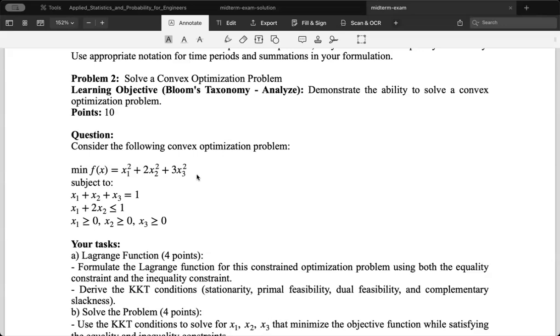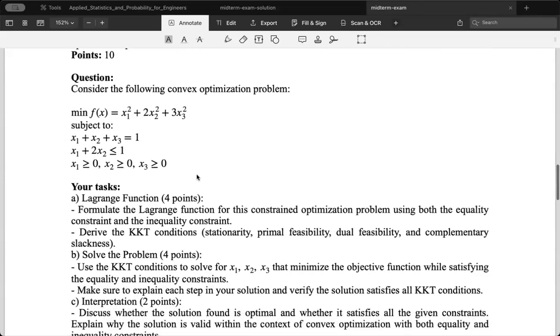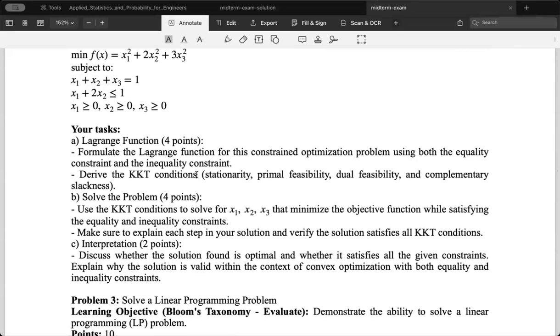And x1, x2, x3 must be non-negative. And your task: you get 4 points from formulating the Lagrange function. For these constraints, you have one equality constraint, one inequality constraint. Quite simple. And derive the KKT conditions.